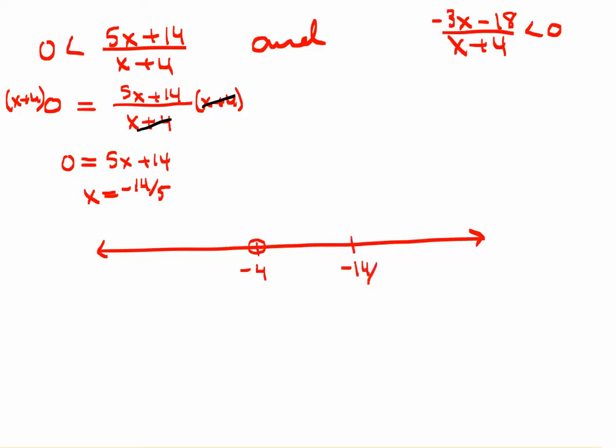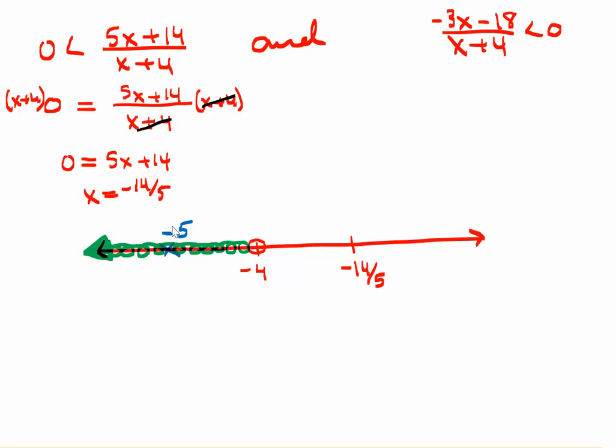Alright, negative 14 fifths should be on the right hand side of negative 4. And what I'm going to do there, you can put a dot if you like. You can fill this in as well if you like. But we're going to pick test points here. I'm going to pick negative 5 as a test point to see if this is true or false for this inequality. And you're going to have to do the work yourself.